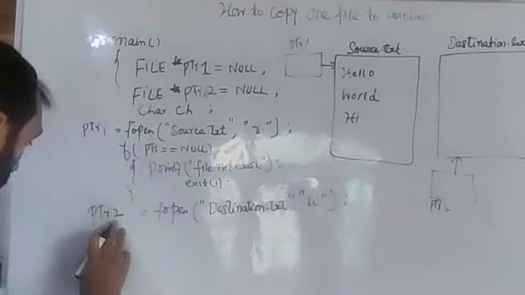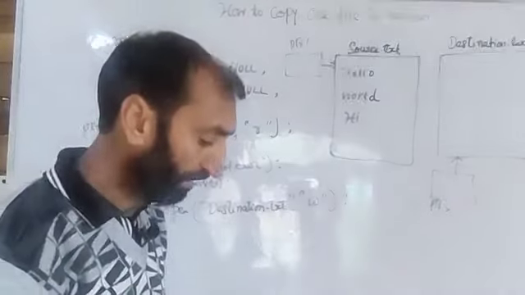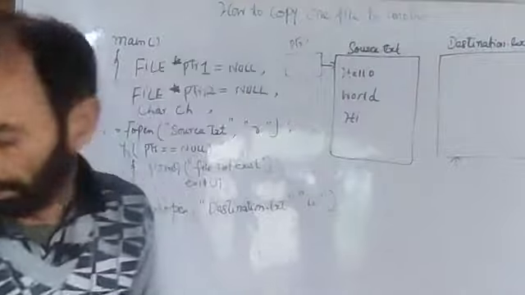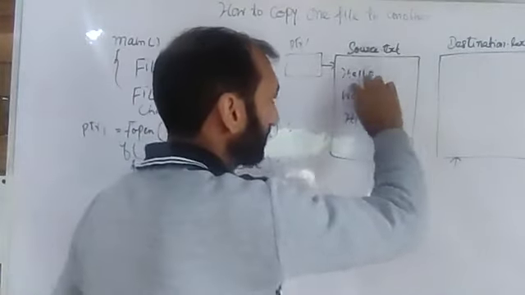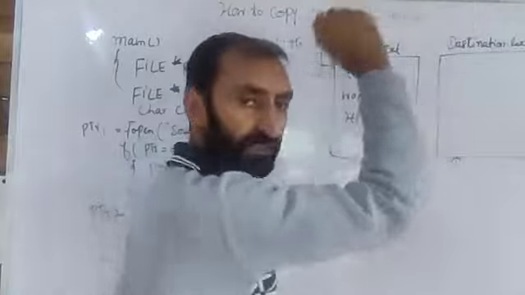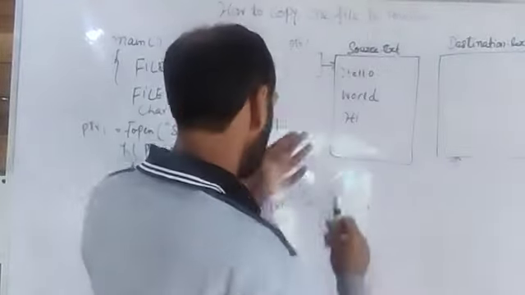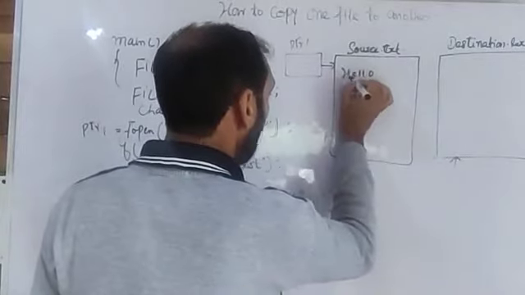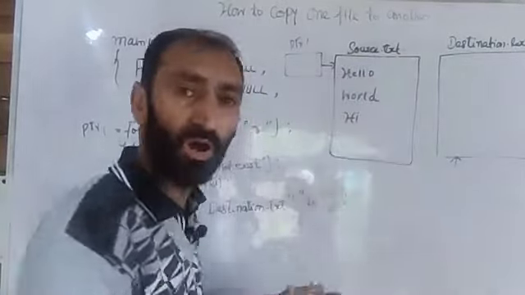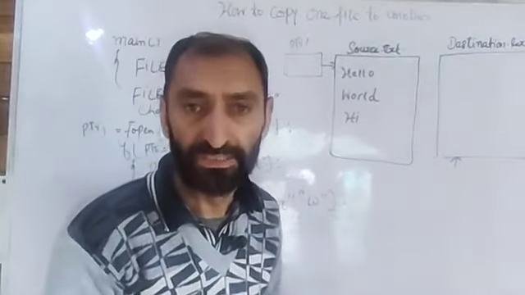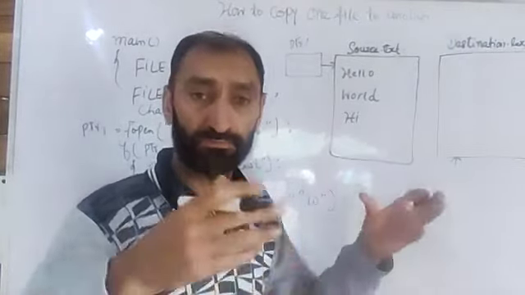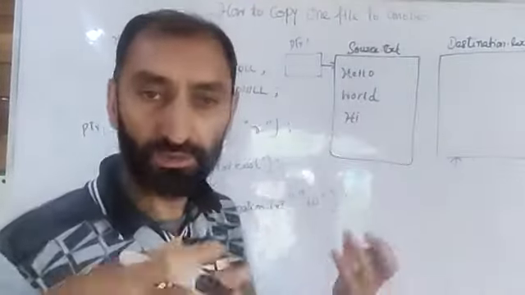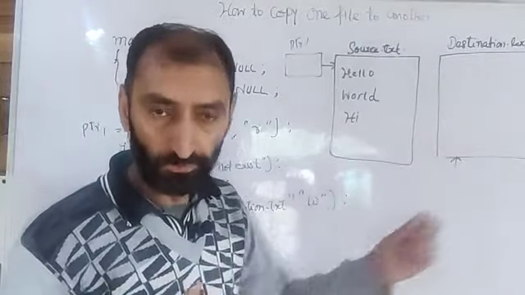So now, what do we want? Our motive is to copy the contents of this source file into the destination file. That we have to do. Now how? In order to copy the contents of this file into the destination file, obviously we can use loops. Loops can be used, any loop. We can use a while loop, a for loop, or a do while loop.